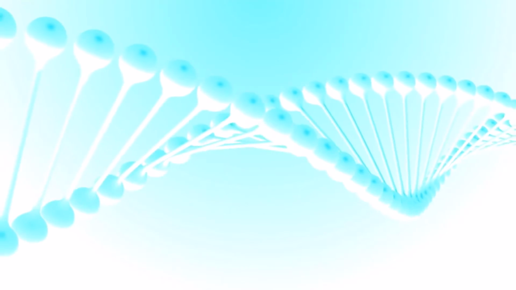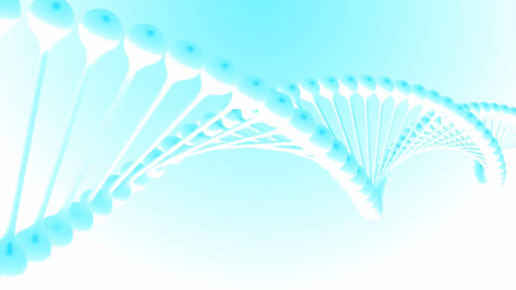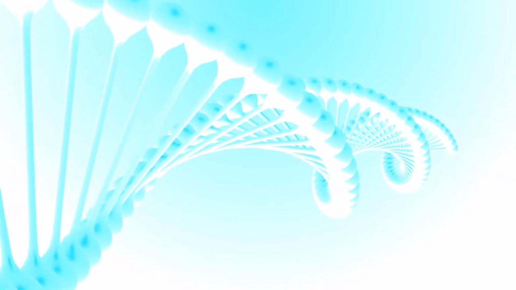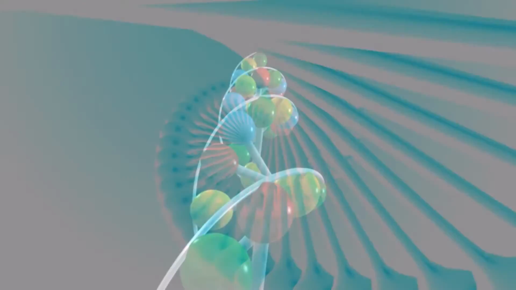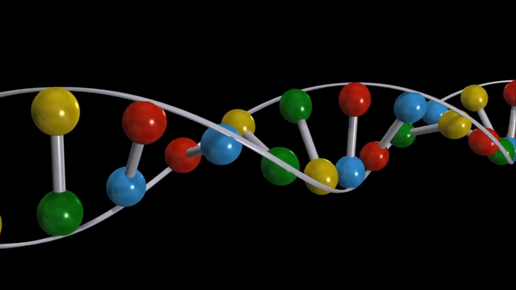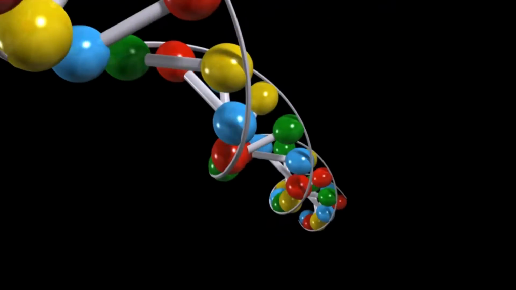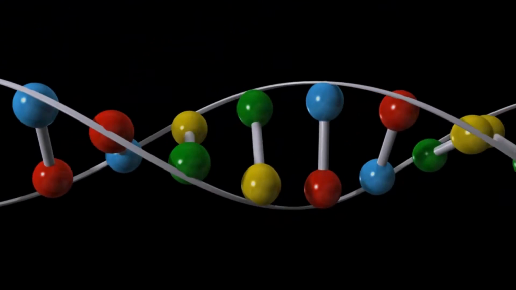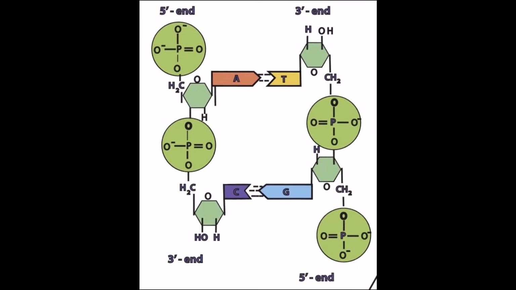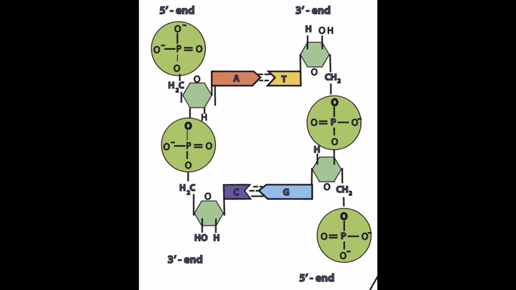A gene is a unit of inheritance encoded in a specific stretch of DNA that programs the amino acid sequence of a polypeptide. Dehydration reactions link individual nucleotide monomers together into long chains called polynucleotides. In a polynucleotide, nucleotides are joined by covalent bonds between the sugar of one nucleotide and the phosphate of the next. This results in a sugar-phosphate backbone.